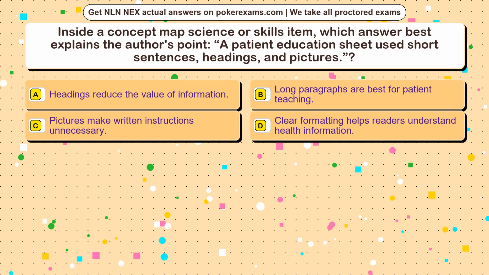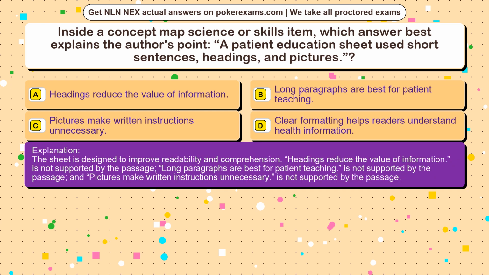The correct answer is option. The sheet is designed to improve readability and comprehension. Headings reduce the value of information, is not supported by the passage. Long paragraphs are best for patient teaching, is not supported by the passage, and pictures make written instructions unnecessary, is not supported by the passage.